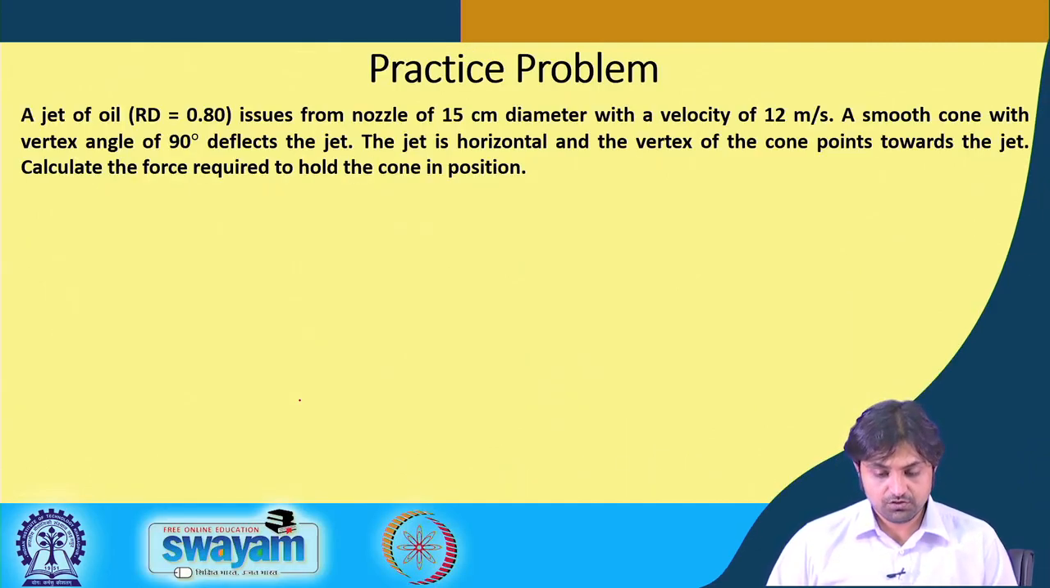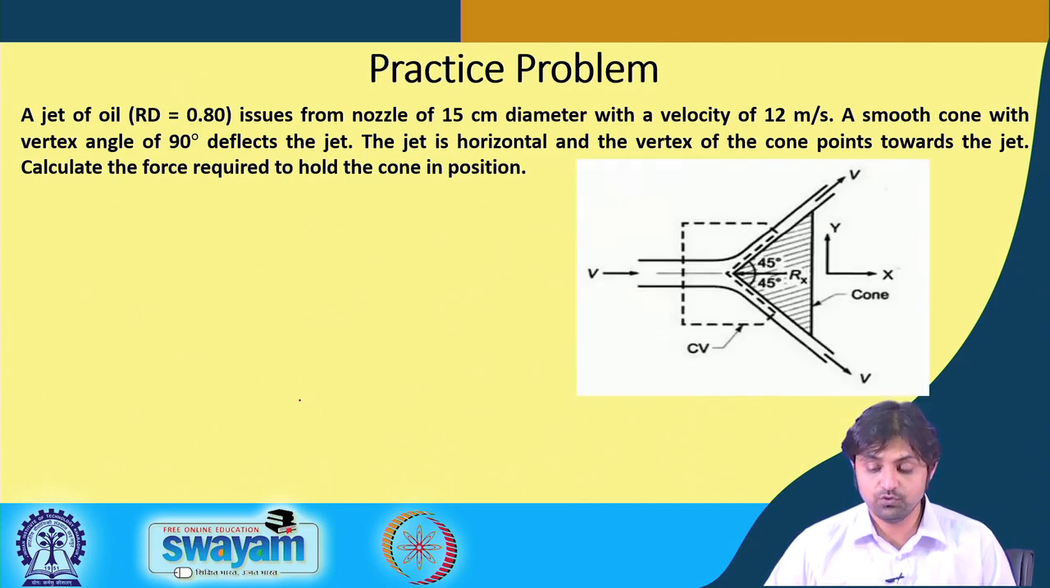Now we can solve one practice problem. This will be based mostly on the Bernoulli's and momentum or mass conservation equations. A jet of oil, relative density 0.80, issues from a nozzle of 15 centimeter diameter with a velocity of 12 meters per second. A smooth cone with vertex angle of 90 degrees deflects the jet. The jet is horizontal and the vertex of the cone points towards the jet. Calculate the force required to hold the cone in position.